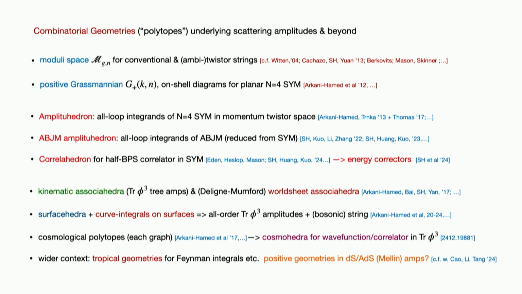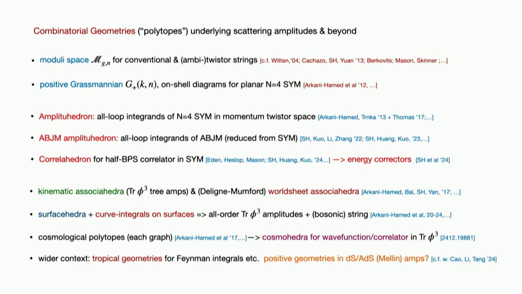This all starts with our work in 2017, which studied the simplest colored scalar theory, called Tr phi cubed. That will be the star of this talk. There's the associahedron, a very famous polytope living in Mandelstam space, whose volume form gives you the Tr phi cubed amplitude, and it's closely related to another object known as the Deligne-Mumford compactification of M_0,n. And this has been generalized to all loops in a series of works over the past 5 years.